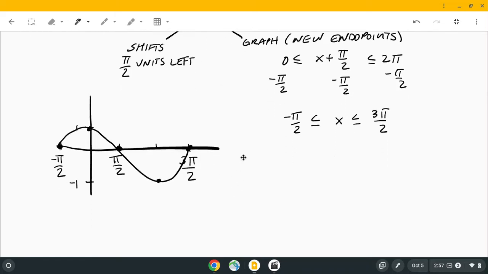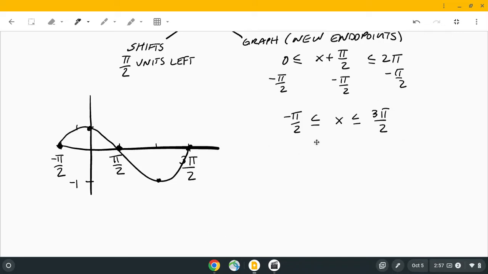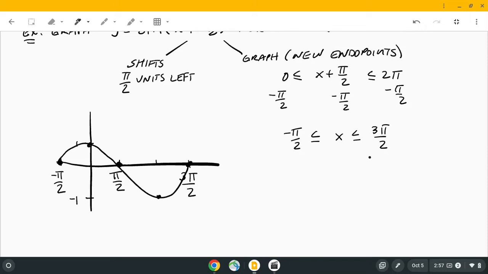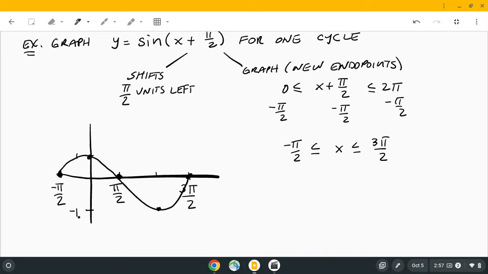I kind of skipped the whole, okay, let me start with the parent function and then shift it. I don't do that when I graph the trig functions. What I do is I just find the new endpoints and then plot my standard graph there. It's kind of like changing the backdrop of where you graph it. Whenever you mess with the angle, you're going to change the backdrop of where you're graphing this. So instead of going from 0 to 2 pi, we're changing the backdrop to negative pi over 2 to 3 pi over 2.